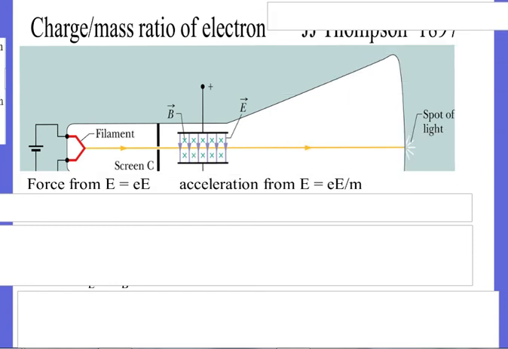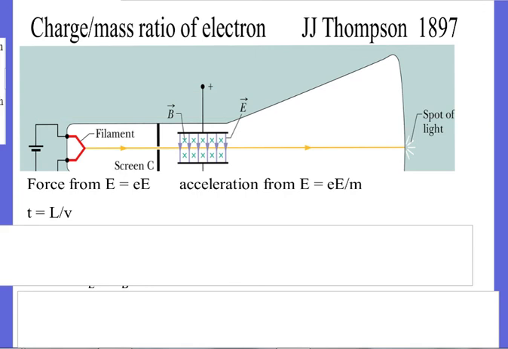So the force from the electric field, and notice this is force here, even though the E kind of grabs your eye. This is force. It's equal to the charge times the field strength. And so the acceleration, this is acceleration, it's not E, it's acceleration, would be that force divided by the mass. And then the time that it takes to get across this region is given by the length of the region divided by the velocity with which it crosses.